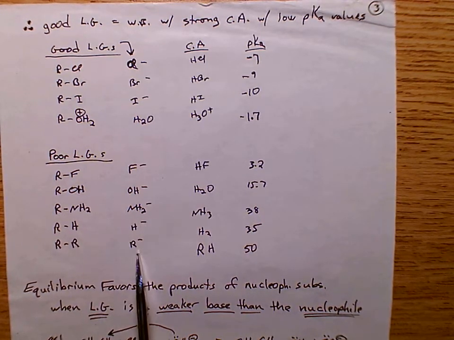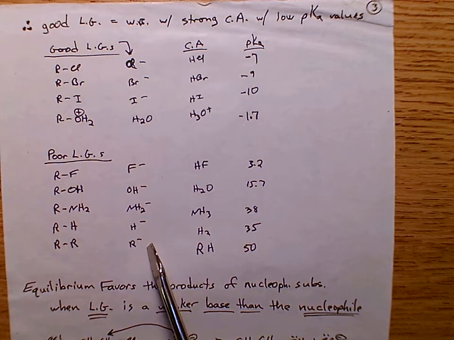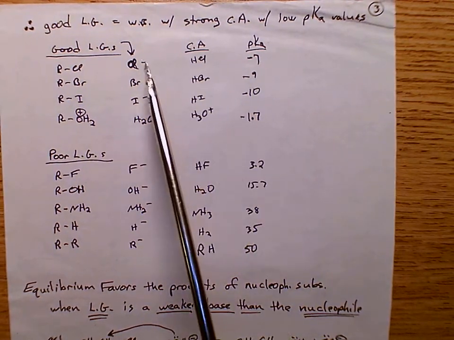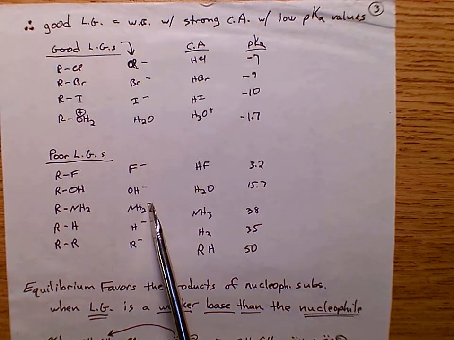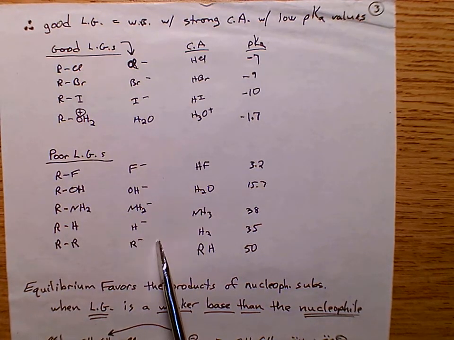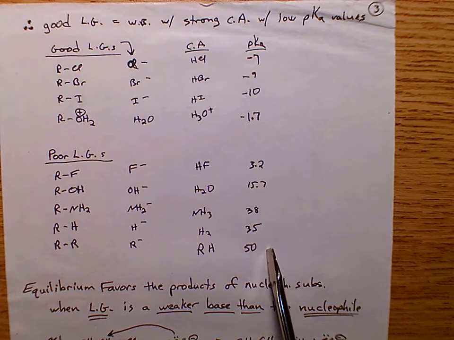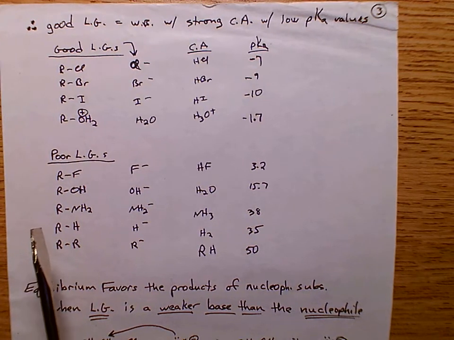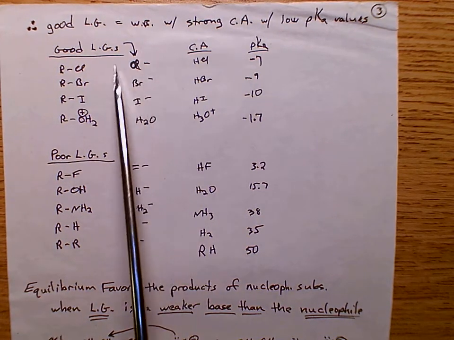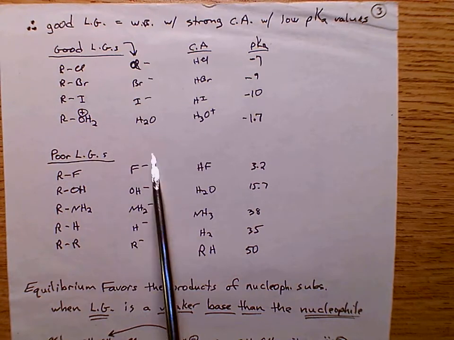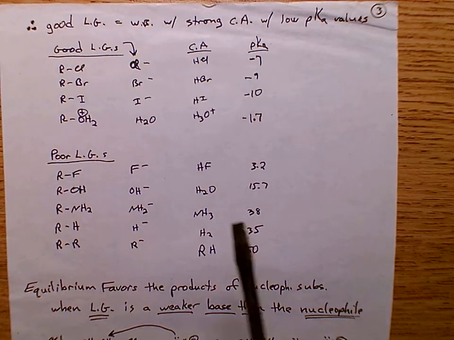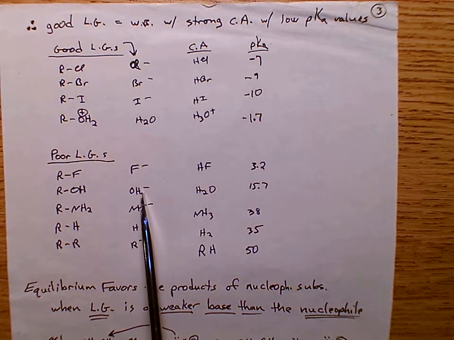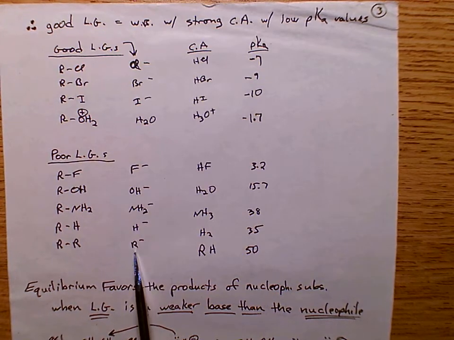All these guys here are extremely horrible leaving groups. They are strong bases. Good leaving groups are extremely weak bases. These guys are all extremely strong bases. Look at these pKa's of the conjugate acid. All right. So at this point, it'd be a good idea just to memorize, here are good leaving groups, here are poor leaving groups. And note, OH minus to R minus are very poor leaving groups.